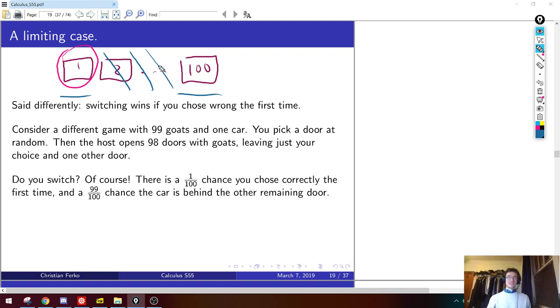Because he just eliminated everything except one other door, and he knew which door has the car. So by eliminating all of those, we've basically seen that the probability that the car is actually behind the one door that, with his knowledge, he chose not to open, it's going to be in this one 99 out of 100 times. The only other possibility is that I chose the car by blind luck the first time, which only happened with probability 1 out of 100.